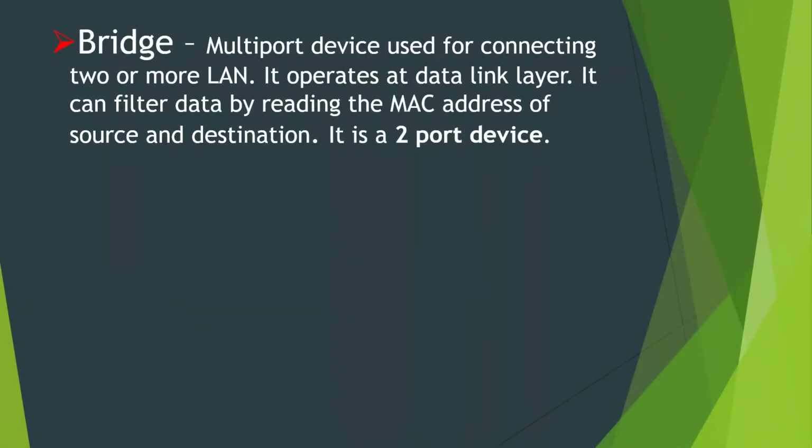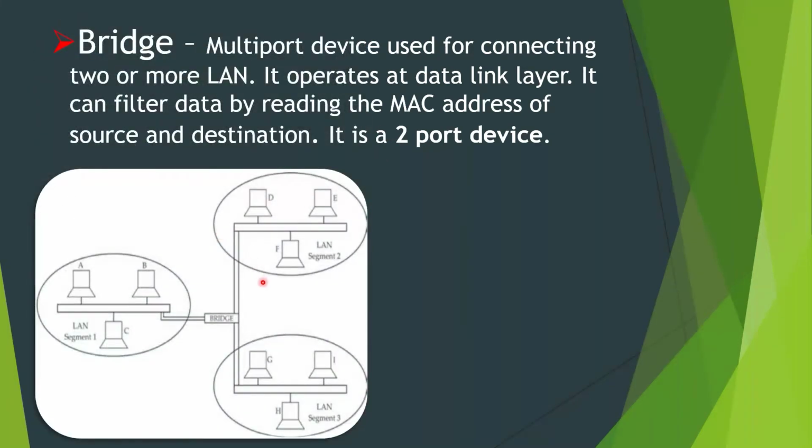Bridge. Bridge is a multi-port device used for connecting two or more LANs. It operates at the data link layer. It can filter data by reading the MAC address of source and destination. It is a two-port device. As you can see here, the bridge is connecting 3 LAN networks. So, whenever the bridge connects LAN networks, it works as a multi-port device. And usually it is a two-port device. That is, it has a single output port and a single input port.